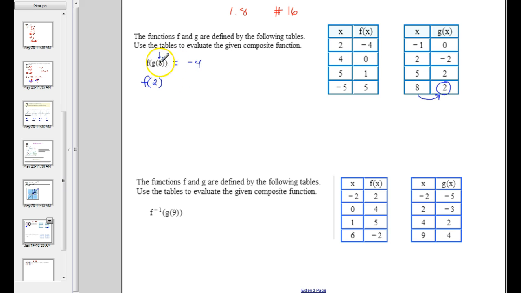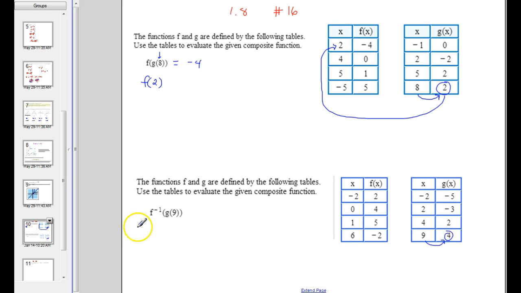Alright, so f of g of 8 is the same thing as f of 2, and f of 2 is negative 4, so f of g of 8 is negative 4. Okay, so this 2 that was the output in the g function becomes the input into the f function. Alright, and then similarly, same thing here, we're plugging 9 into the g function, we get out 4.